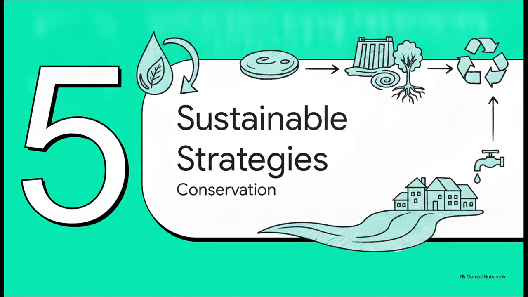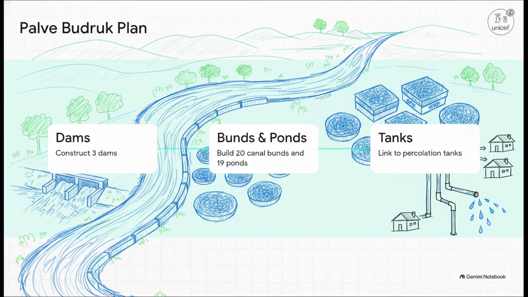Section 5. Sustainable Conservation Strategies. Let's move on and see how this builds into macro societal level solutions that are actively reversing water depletion right now. There's this incredible community-led engineering marvel in Maharashtra, India. With support from UNICEF, villagers in Palve Budruk completely transformed their 1,435-hectare catchment area. They constructed 3 dams, built 20 canal bunds, and dug 19 village ponds.